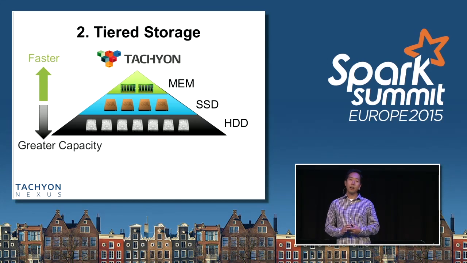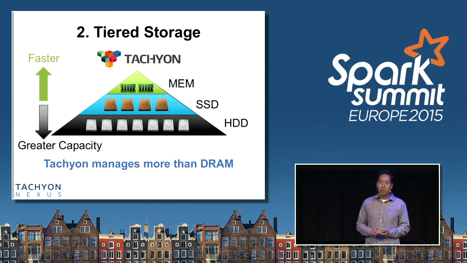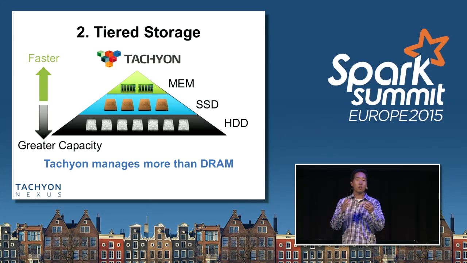Secondly, Tachyon has a feature called tiered storage. What this essentially does is allow Tachyon to manage more than just the memory of each worker. Tachyon enables managing SSDs and also hard drives of every worker. This is a good feature because memory, although it's the fastest type of storage that we have on most machines, is also the smallest capacity. By leveraging other types of storage such as SSDs and hard drives, you can increase the capacity that Tachyon can manage.